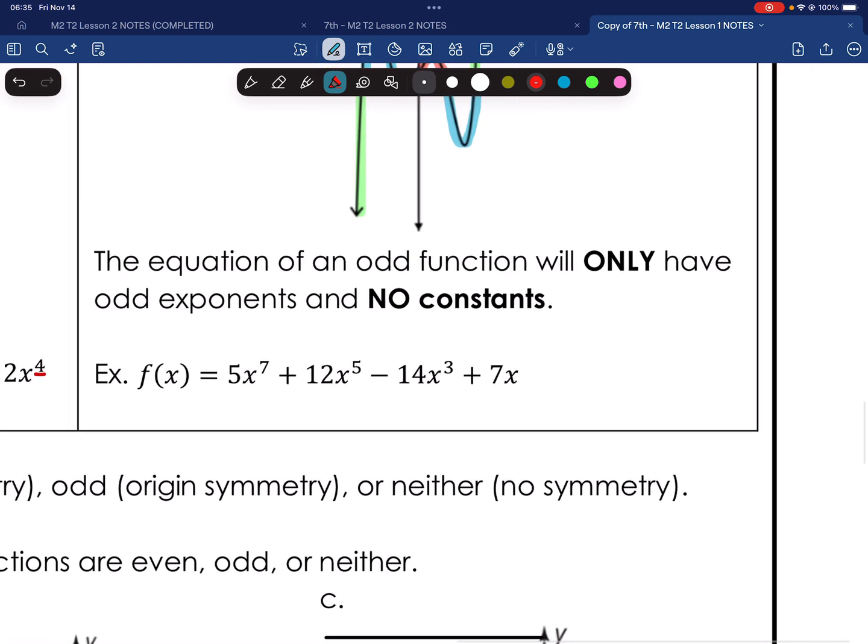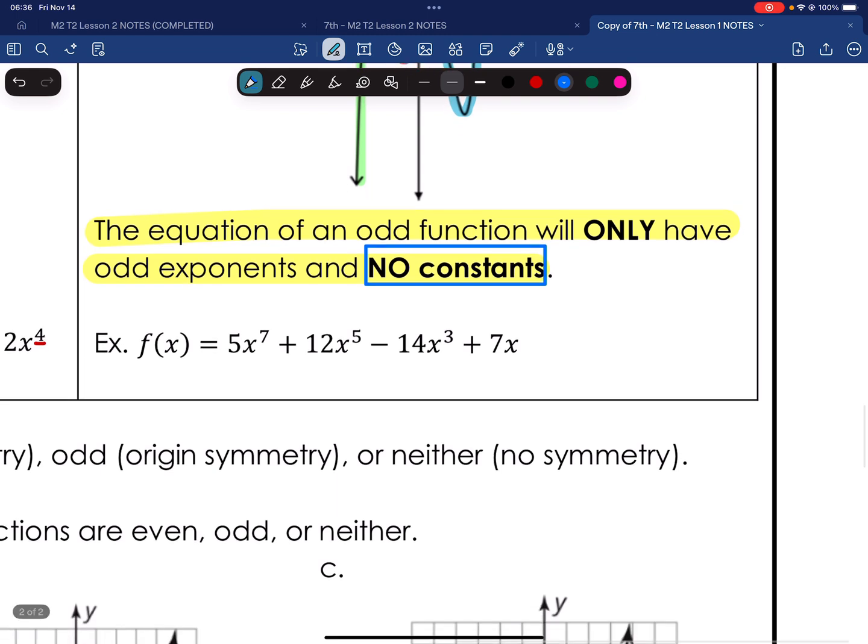Now, with odd functions, how you know from an equation is that all of the exponents will be odd. Only odd numbers. You cannot have a mix of even and odd. Even and odd is neither. Okay, but every exponent is odd. And the one important thing about this one is that it can have no constants. A constant will mess up its symmetry.